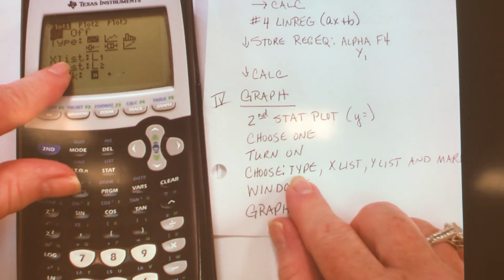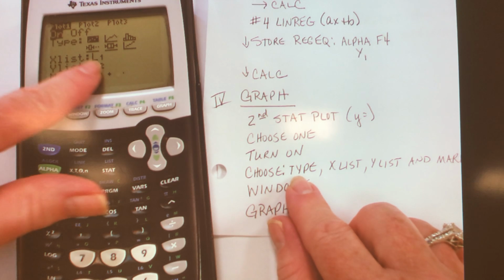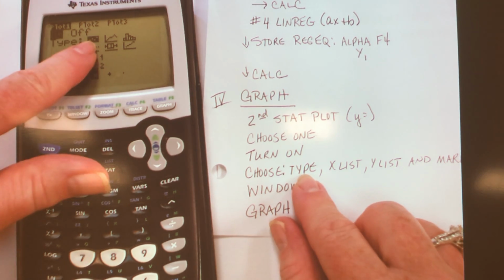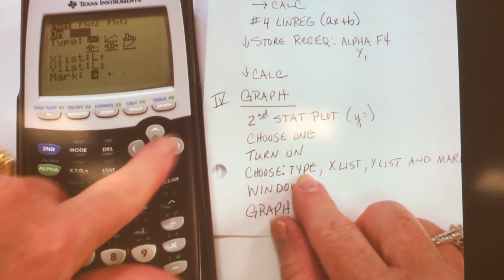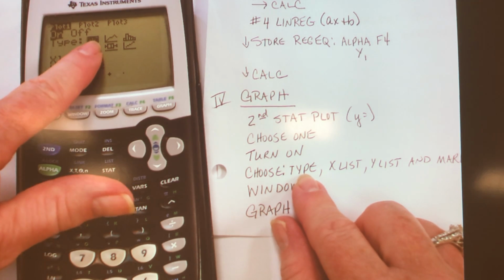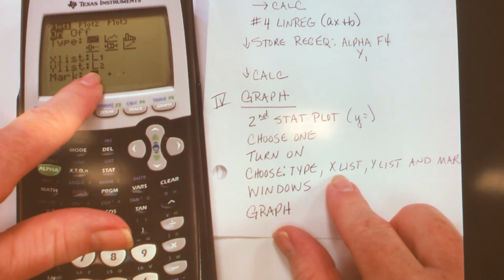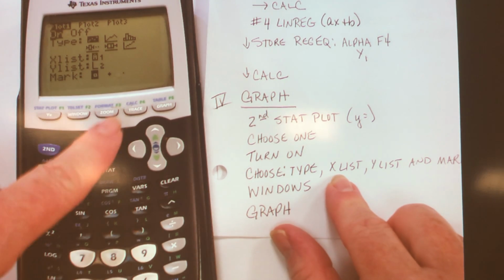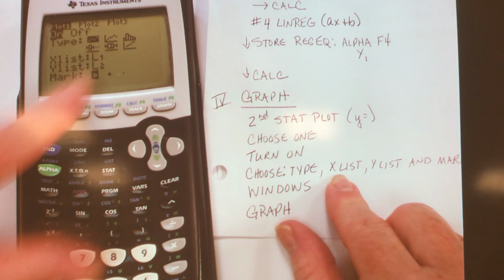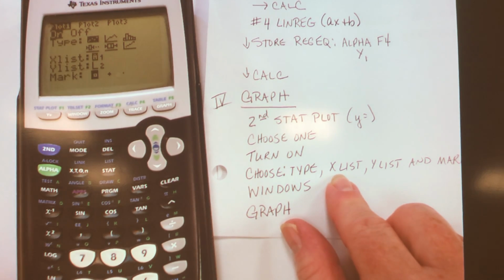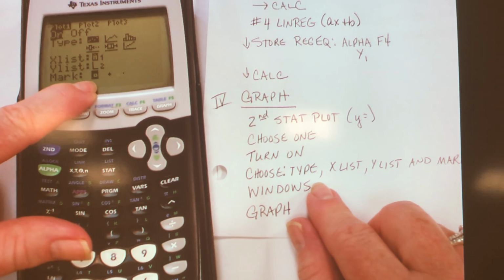All right. Then my X's are in list 1, my Y's are in list 2. So I chose the type. This is scatter plot. If it was on something else, I would choose this one. If I needed to change the lists, this is the way you change it. Your list 1 comes from second and 1, second and 2 is list 2, second and 3 is list 3, and so on. All right? So I like the mark of a square. You could choose any mark that you wanted to, but I like the square.